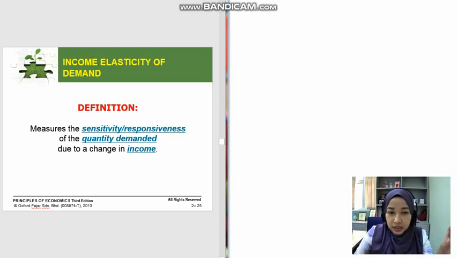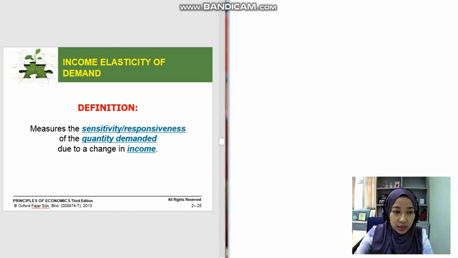So in income elasticity of demand, we are going to look at your responsiveness in terms of your demand when there is a change in income for different types of products. Your responsiveness will vary depending on the type of product. So we have normal goods, we have luxury products, we have inferior products. I'm going to show you the examples later on. So income elasticity is to see your responsiveness in terms of your demand when there is a change in your income.